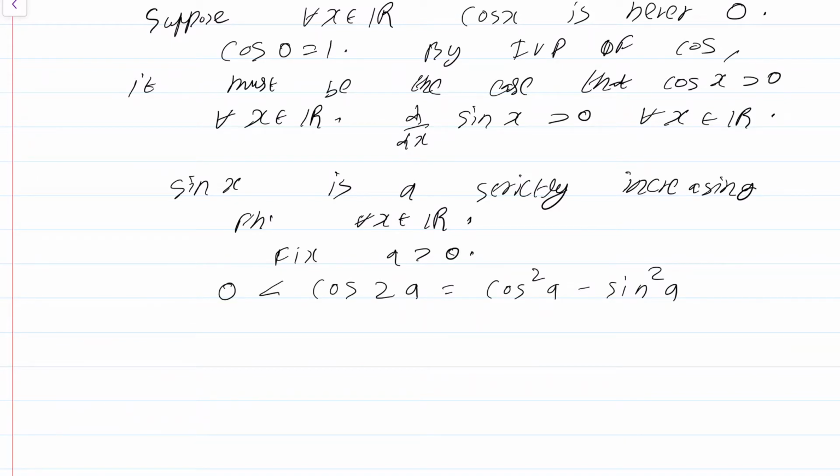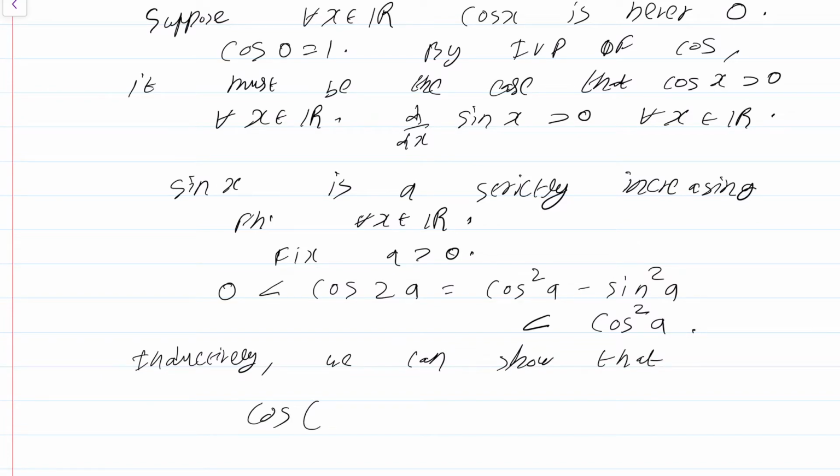And because sine squared a is positive, this will be strictly greater than cos squared a. Note, I am using the fact that sine a will never be 0 when a is greater than 0, because sine is a strictly increasing function and sine of 0 is equal to 0. Okay, sorry, this will be less than cos squared a. Sorry, I completely reversed the inequality that I need. Now, inductively we can show that cos 2 power n a is less than cos a, the whole power 2 power n.